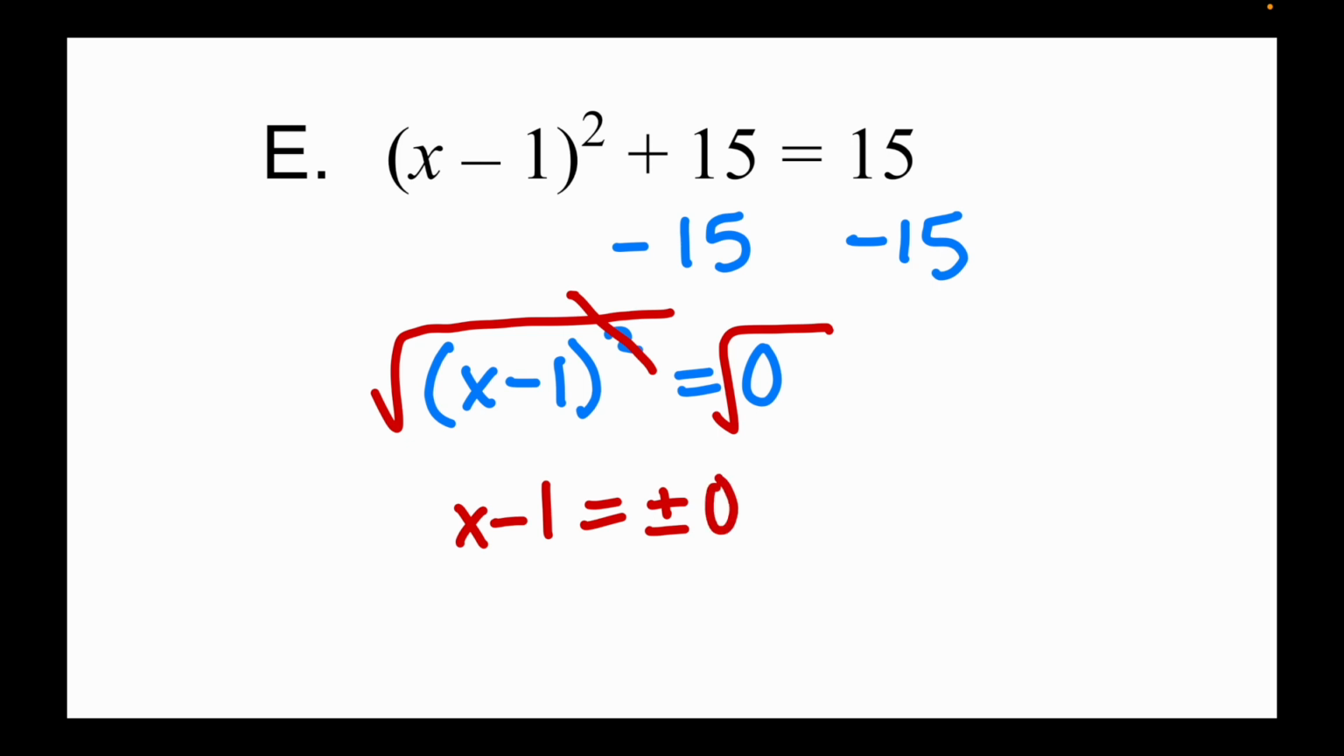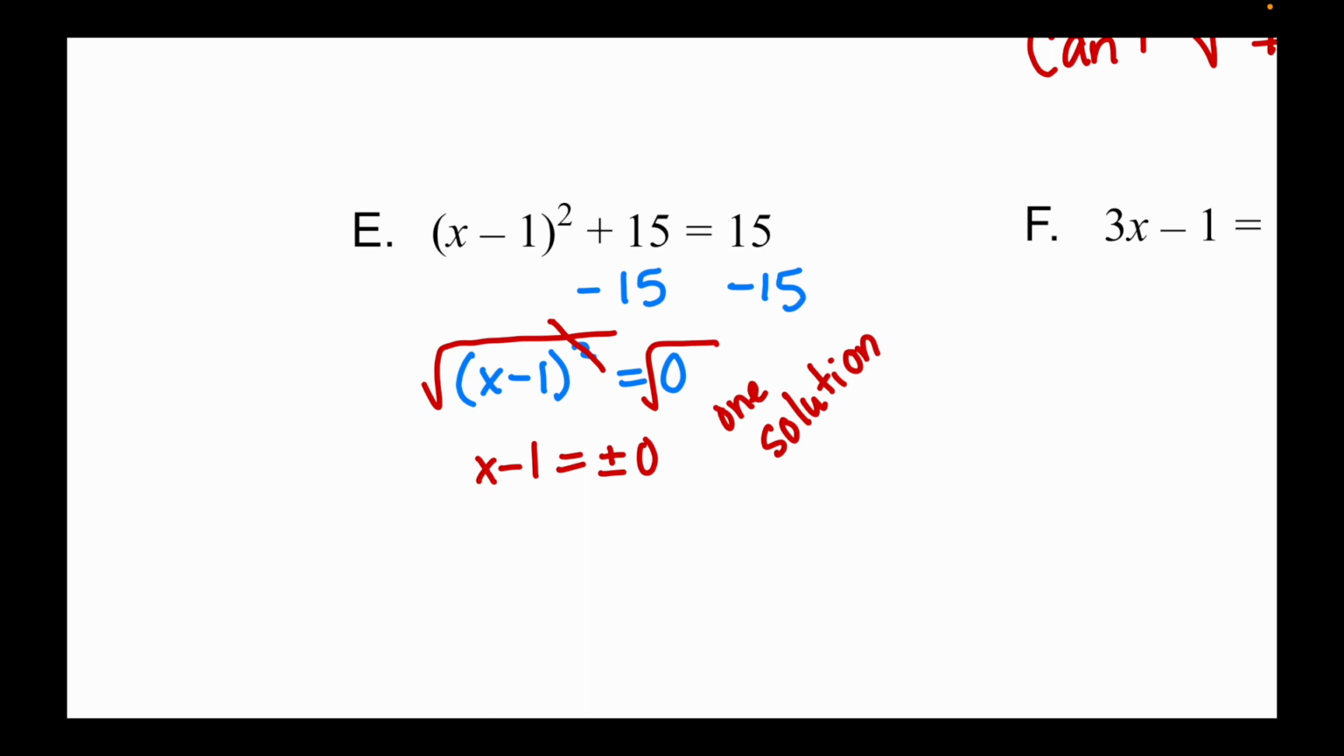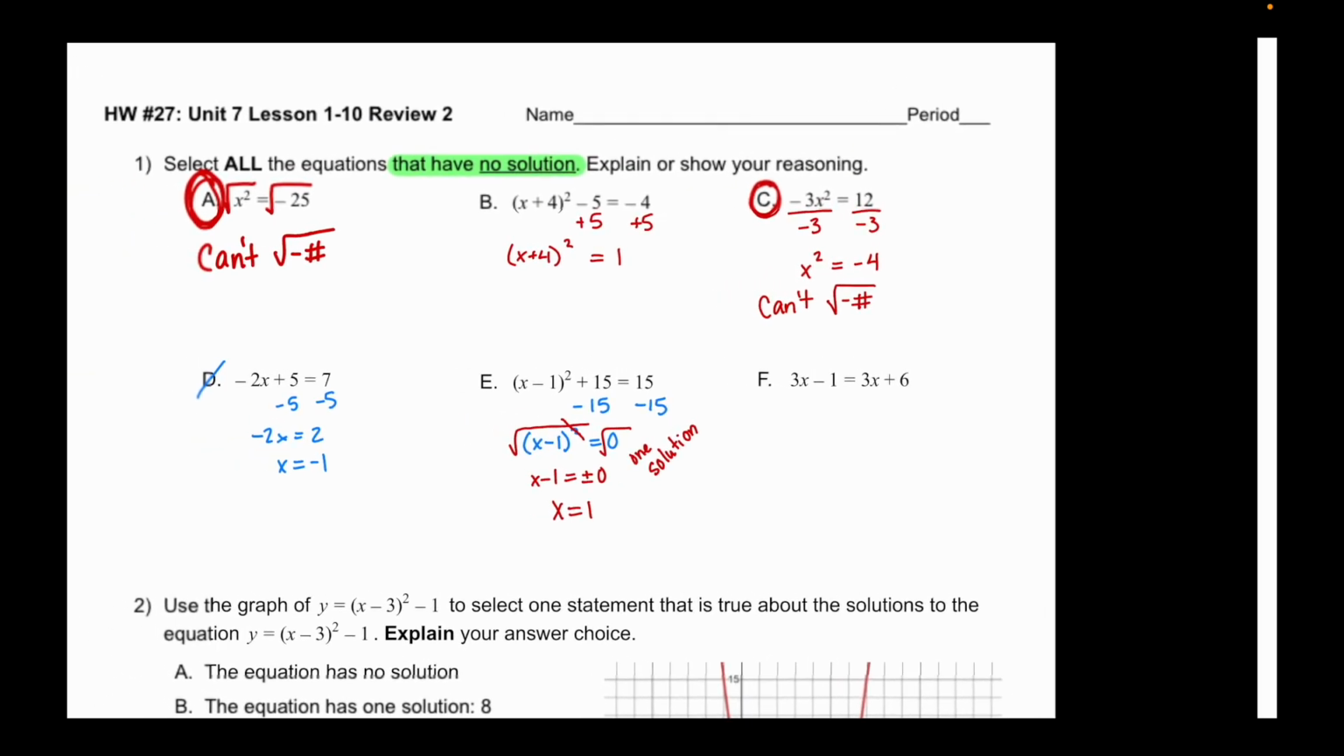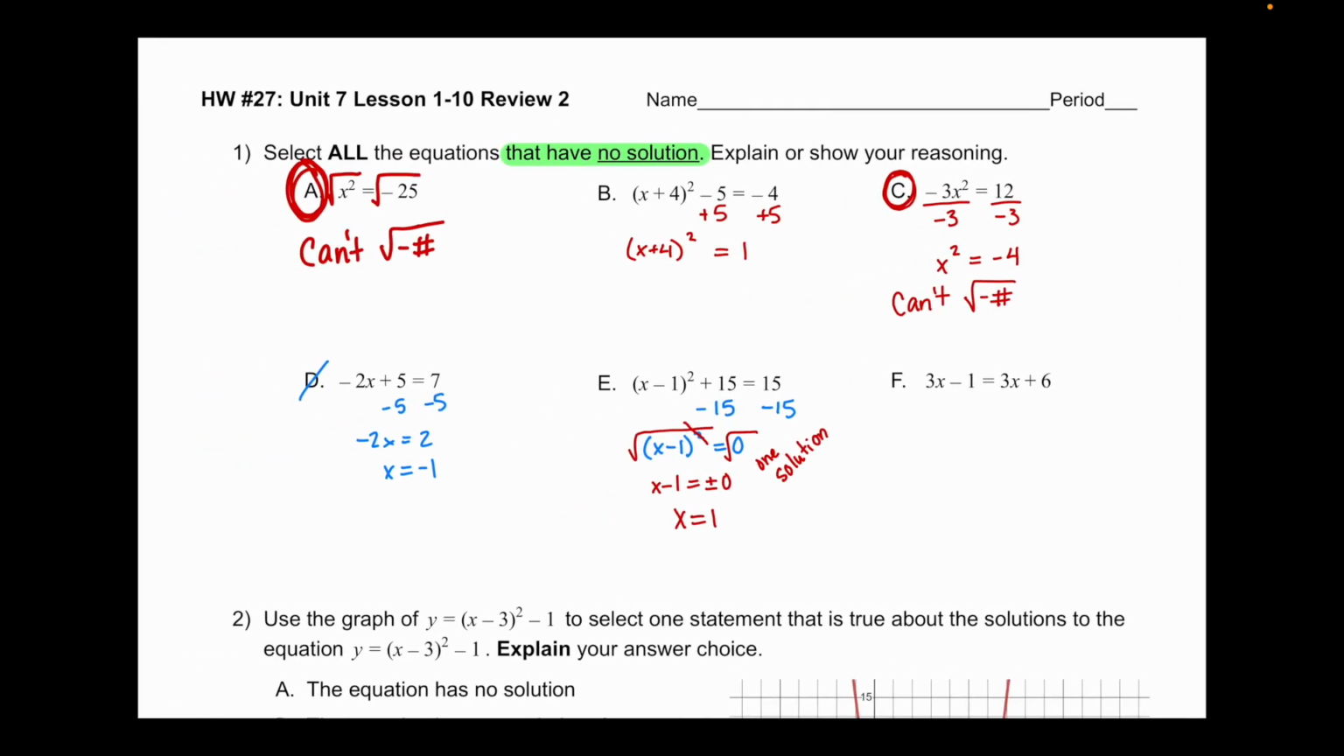This is when we only have one solution. So this is one solution, not 2 solutions or none. 0 works as an answer because adding or subtracting it doesn't change anything. This just becomes x equals 1. Now, you don't actually have to show all of the work solving these. All you have to do is be able to identify which ones actually give you no solution.